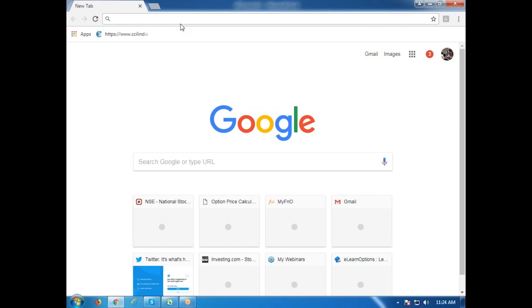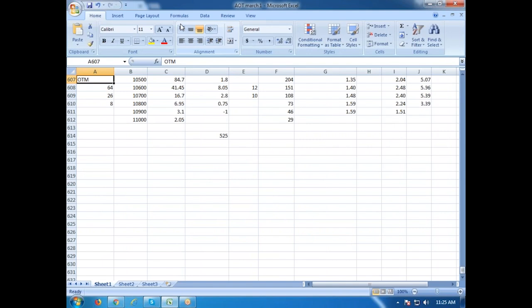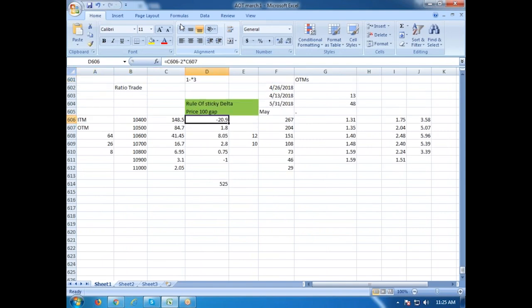So yesterday we were doing ratio spreads. We started with the price ratios, and we reached till, let me open the Excel sheet first. What we did was we had done the price ratios, and we thought of using the rule of sticky delta in this to understand how the ratios should be behaving.